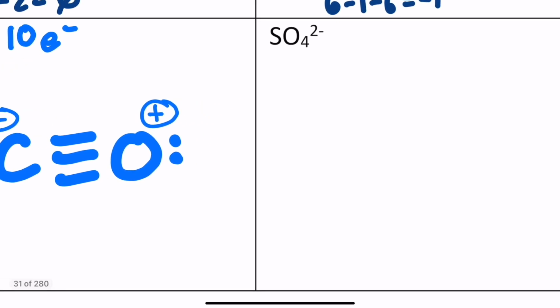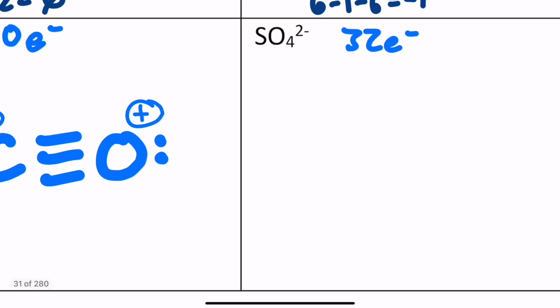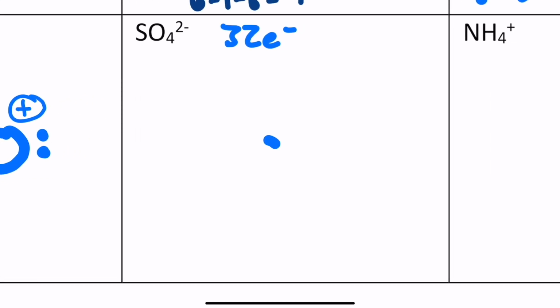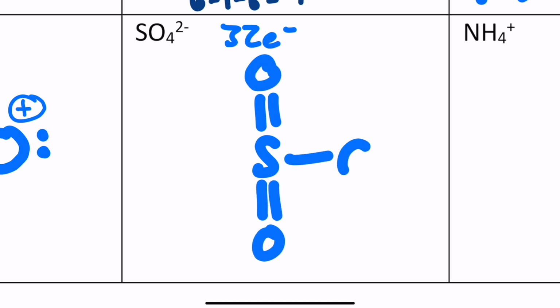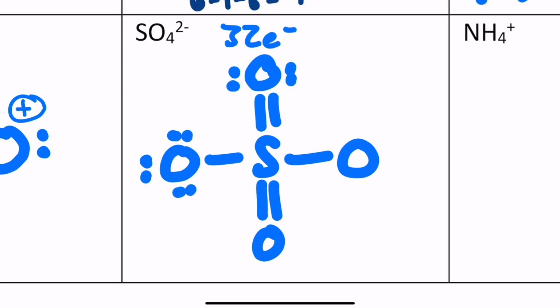The sulfate anion, SO4 2-, has 32 electrons, and this actually will exceed the octet. To minimize formal charges, you'll have 2 doubly bonded oxygens, 2 singly bonded oxygens, and then various lone pairs all over the place to satisfy the octet on the oxygens. Sulfur is exceeding the octet, but it can do that. It's in the 3rd row of the periodic table.